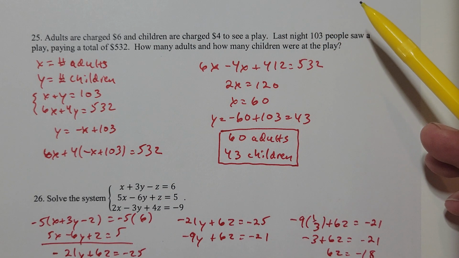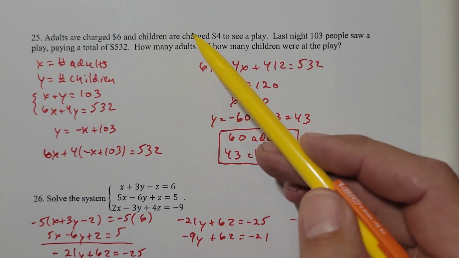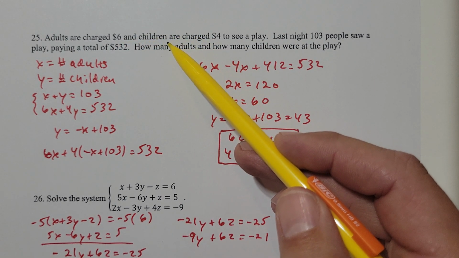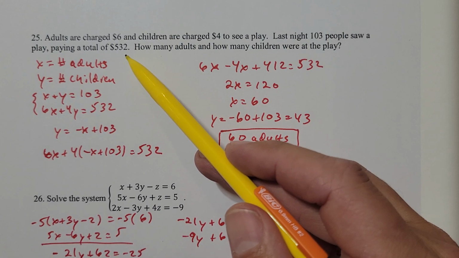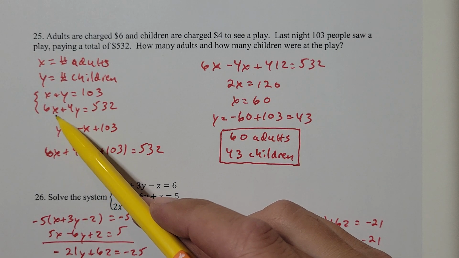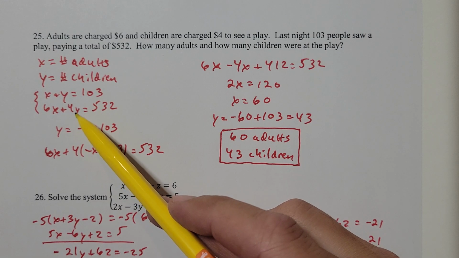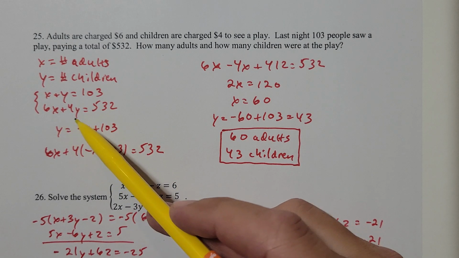Another equation would be the cost equation. It costs $6 for adults and $4 for children, and the total cost for the night was $532. So I got $6 for an adult plus $4 for a child, and I get $532 total. That'd be my second equation.